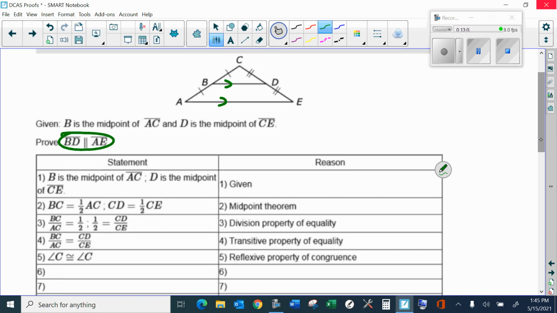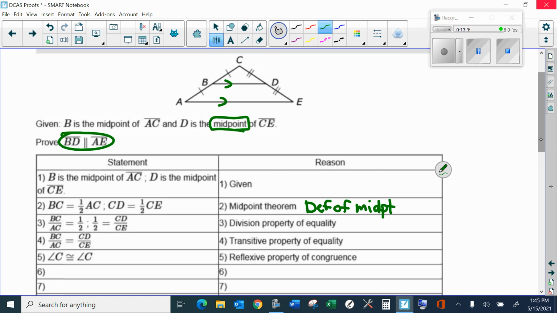So obviously step one's given. BC is half of AC. CD is half of CE, midpoint theorem. That's like saying the definition of midpoint. They're calling it midpoint theorem here, but if you wrote definition of midpoint, that would also work. Remember I told you, anytime there's a vocab word in the given, you're going to use it, and there you see it right there.